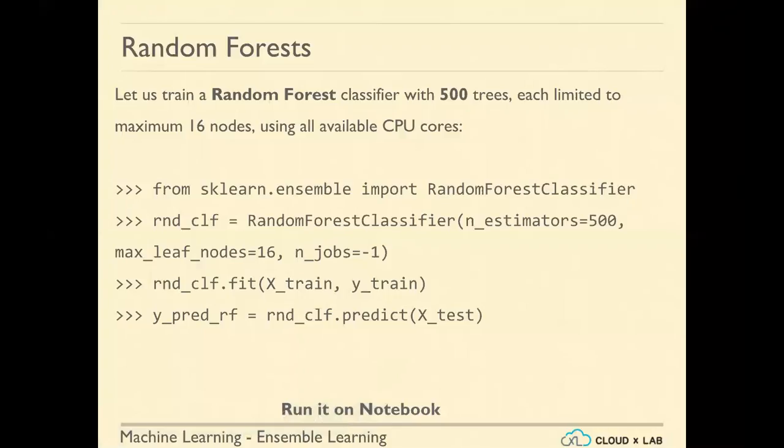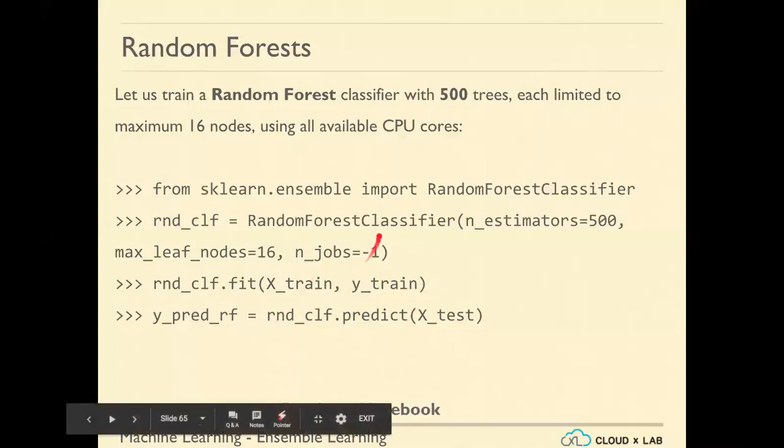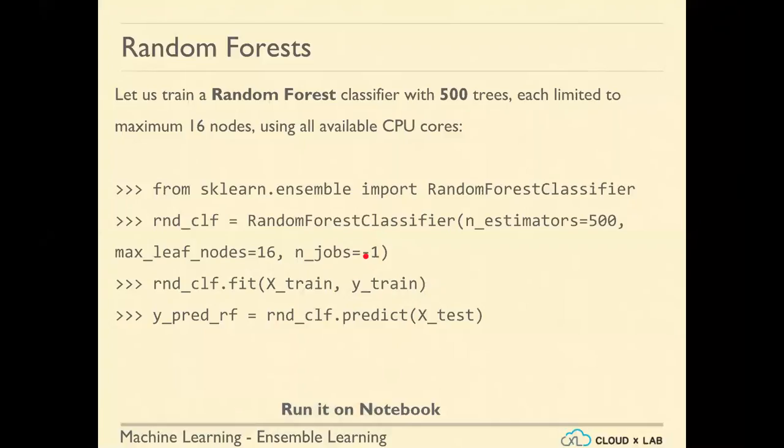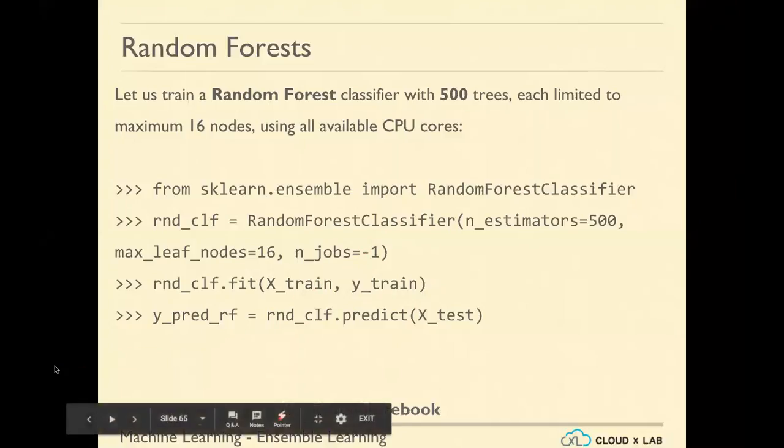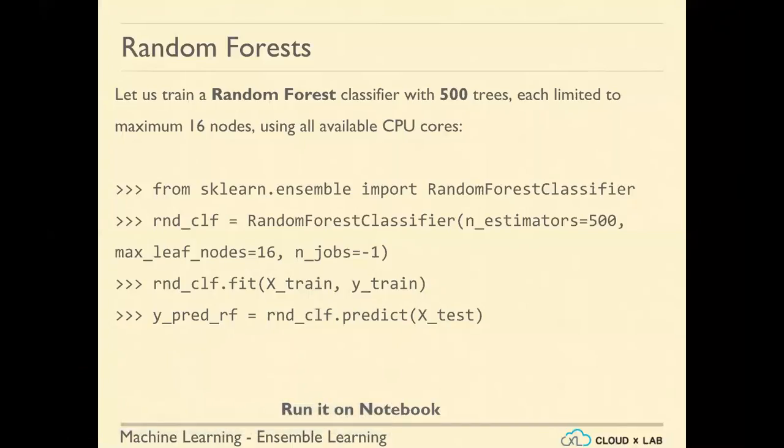A question from Gopi: Is there a way to limit a model from using all CPU cores? Yes. So you can always say number of jobs equals 3. That means if you have 4 CPUs, if you are quad core, then it'll use only 3.